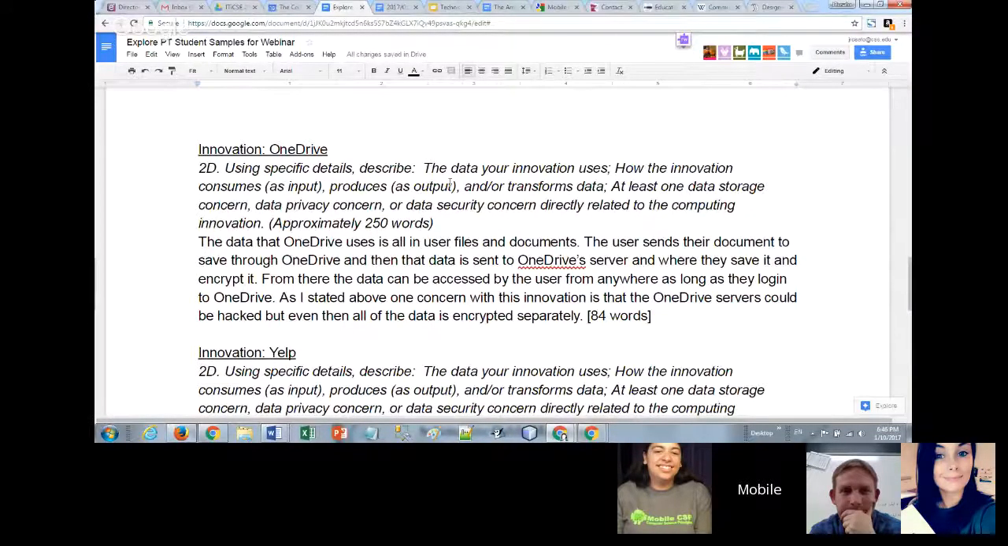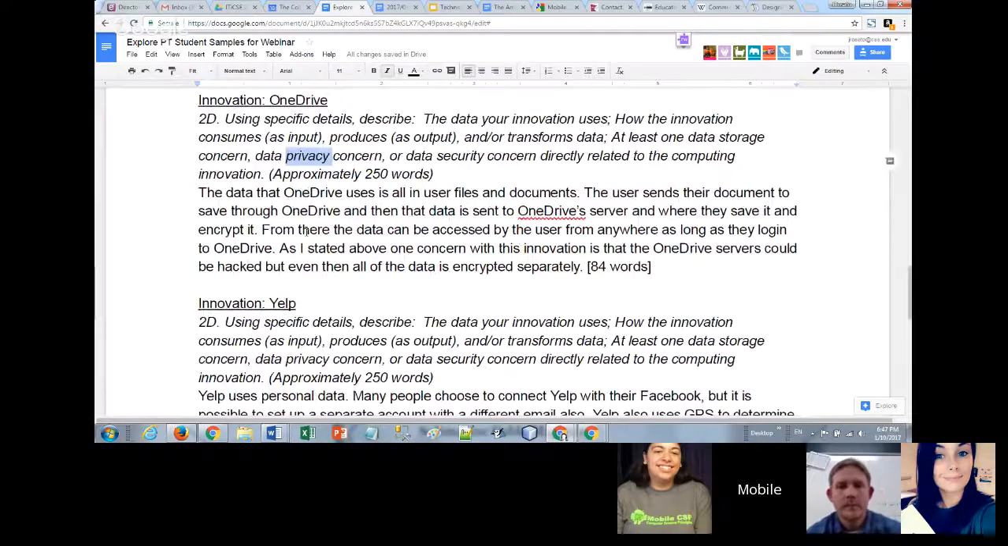So again, the prompt was to describe the data that your innovation uses, how it consumes as input, produces as output, and/or transforms data, and at least one data storage concern, data privacy concern, or data security concern directly related to the innovation. Sometimes students mention some of these security and privacy concerns as the negative effects earlier, but they can be mentioned again down below, providing more examples here. So this one in particular is very short.